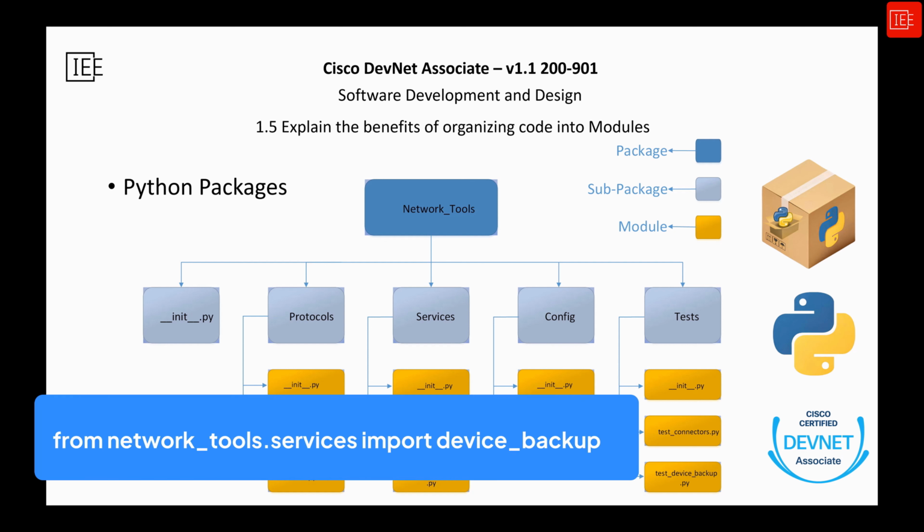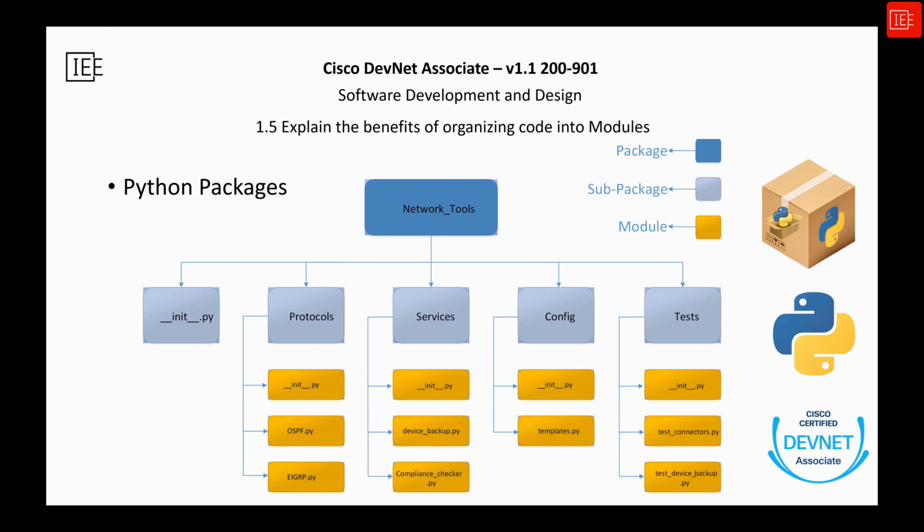For example, you could write from network_tools.services import device_backup, as you see on the screen. And of course, this gives you direct access to those modules within your project. In short, while a module is a single Python file, a package is a collection of modules and sometimes subpackages bundled together. By creating subpackages like protocols, services, config, and tests, you can structure your project into logical parts. This organization makes it easier to grow from small scripts into large, maintainable, professional-grade applications.